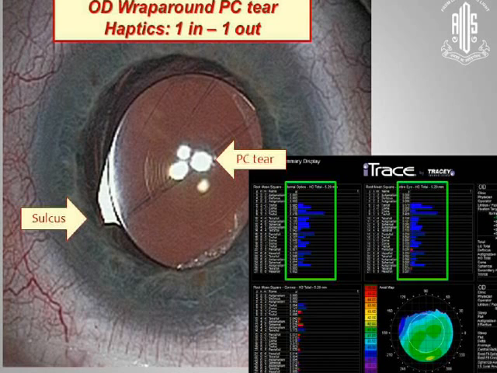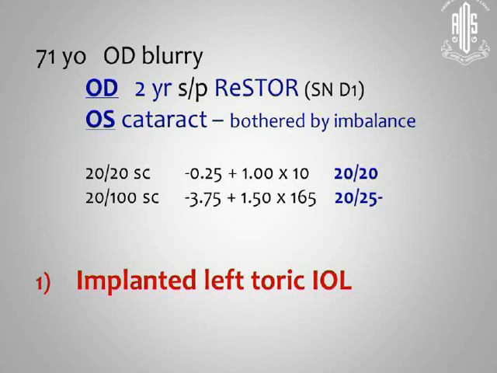How many people would do his other eye to treat the imbalance with a monofocal? Anybody would do that? Okay. So that is what I in fact did. His main problem was imbalance. So he said, how important is it to read without glasses? Yeah, I just want to be able to see. My eyes, they're not working together.